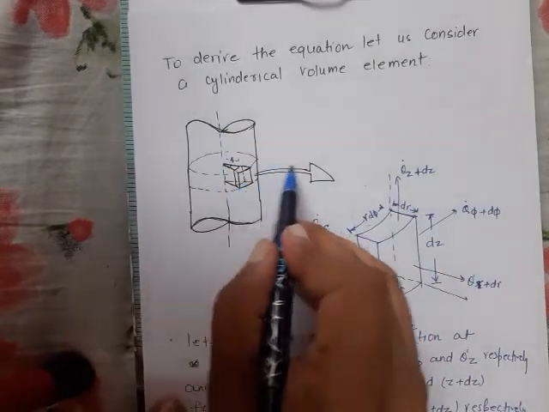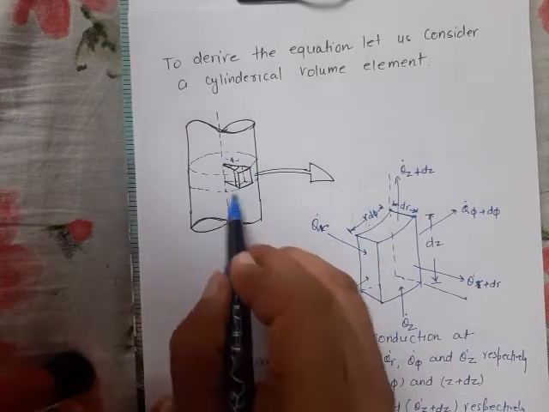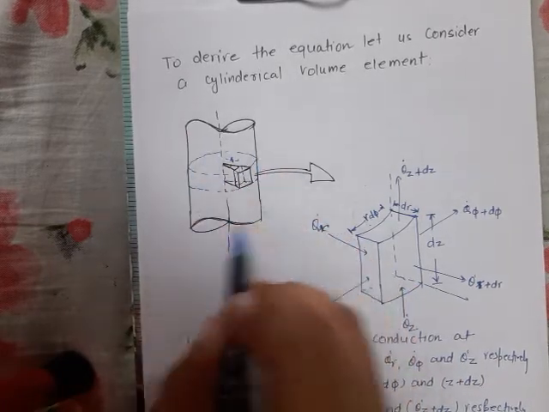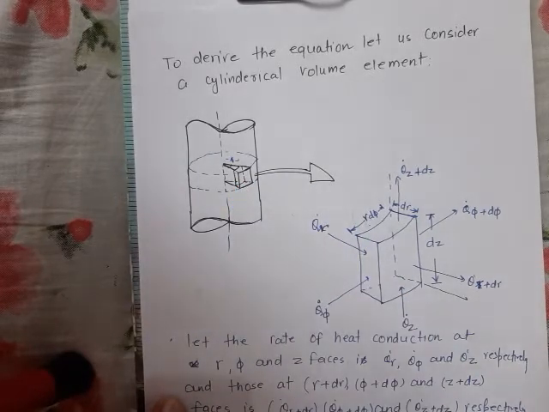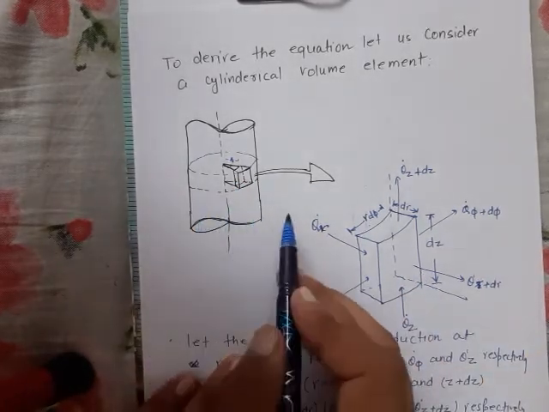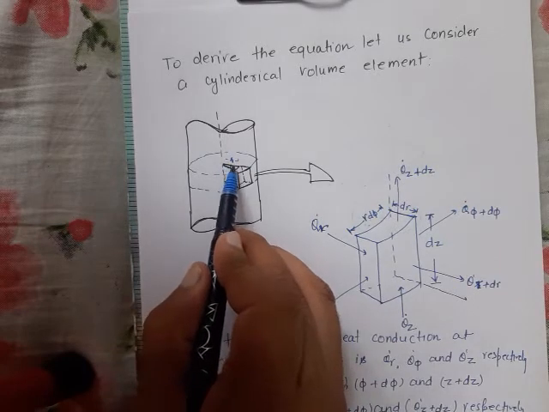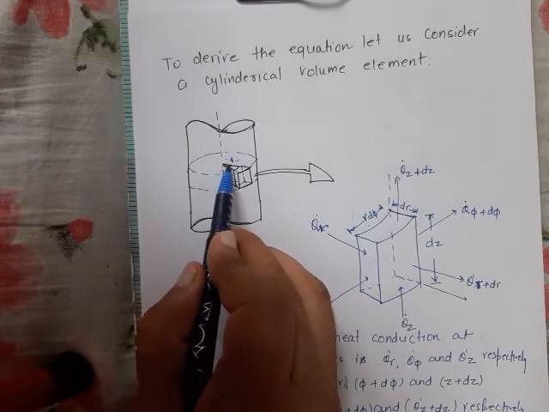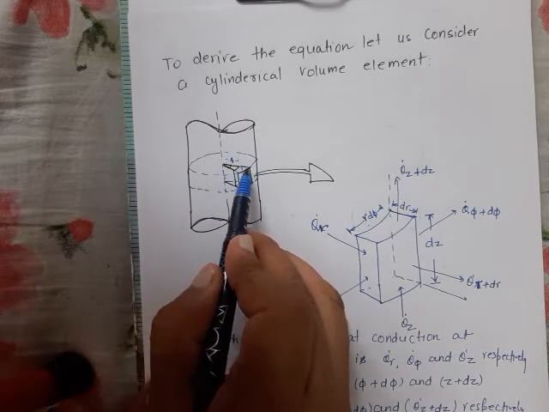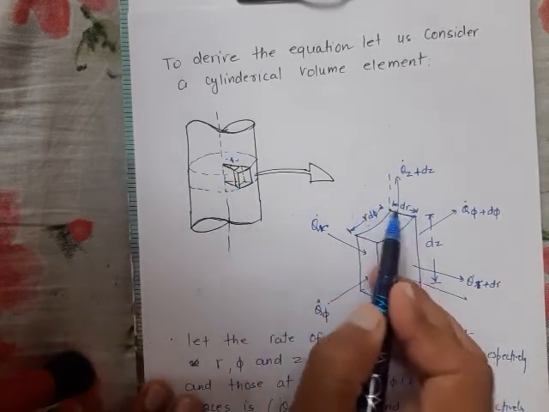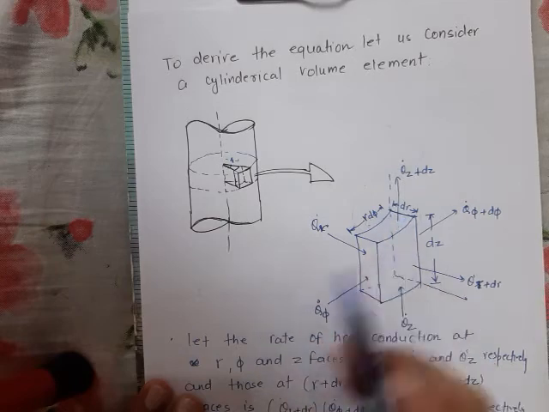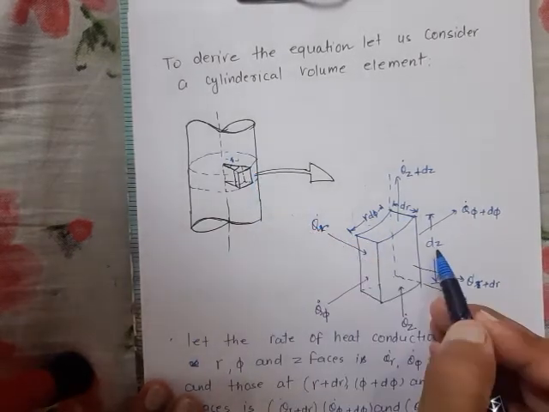I am isolating this element. I am taking this small cylindrical element out of this large cylinder. Now please note, I have taken a cylindrical element at a radial location r of thickness dr. The thickness of the element is dr. The height of the element is dz.